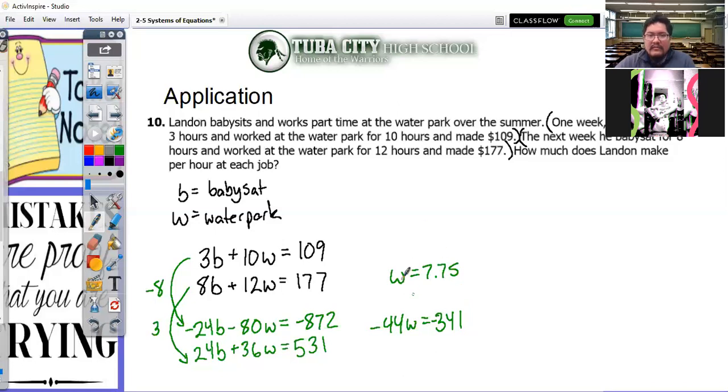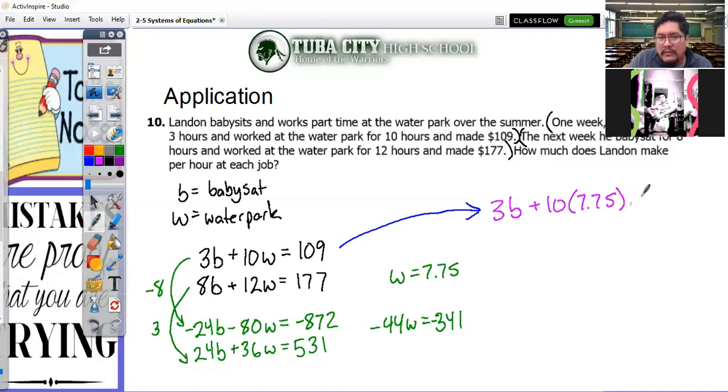Now that we know this person makes $7.75 at the water park, let's go ahead and take one of these and plug it in to get the other one. So we want to find out how much he makes babysitting. So let's use this top one, and I'm only using the top one because it has smaller numbers and it has a multiple of 10. So multiplying something by 10 in this case is going to be super easy.